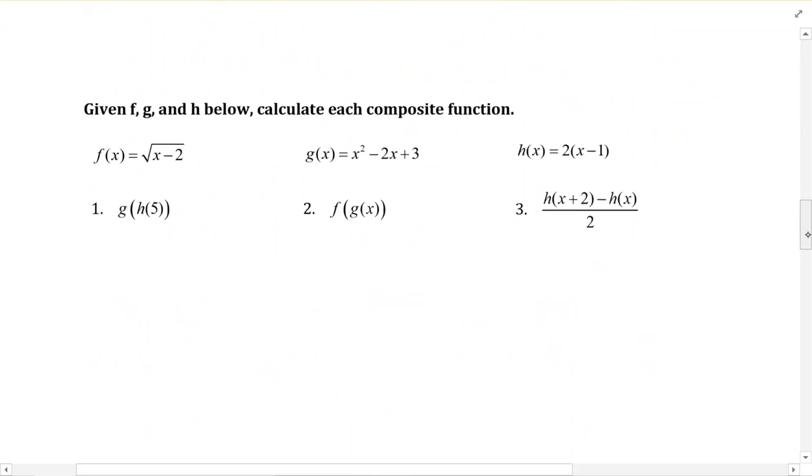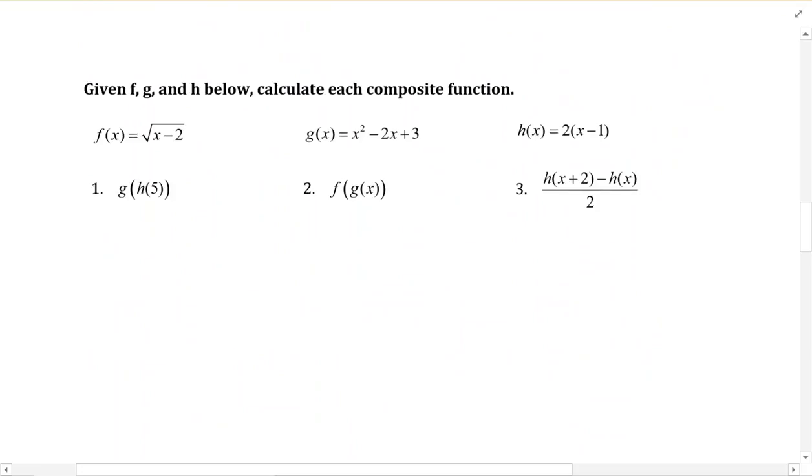Few sample problems for you here. Got f of x, g of x, and h of x, and you're being asked to do a couple of different operations with them that will involve composite functions. So you can pause the video to see these 3 problems and work through them.